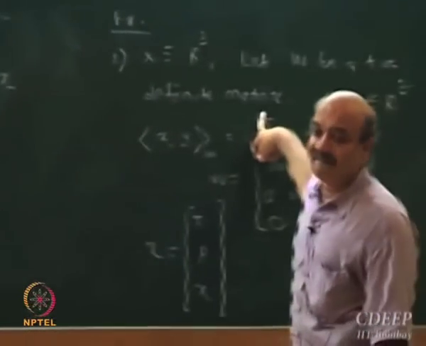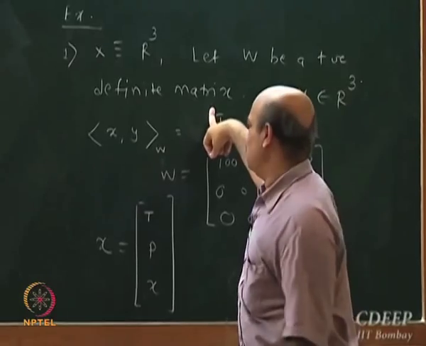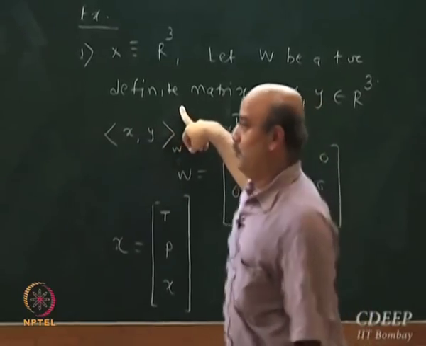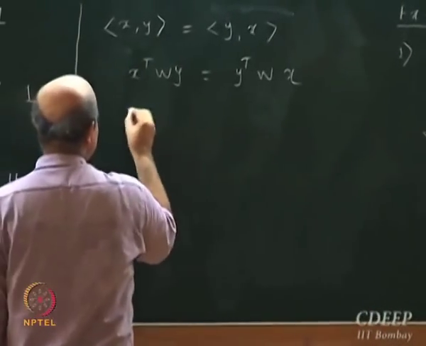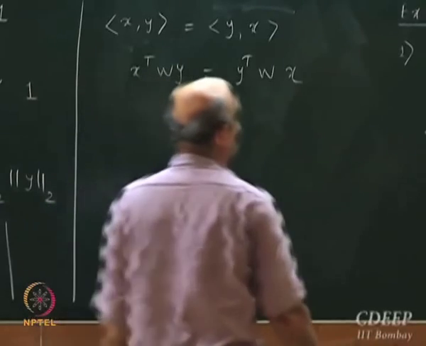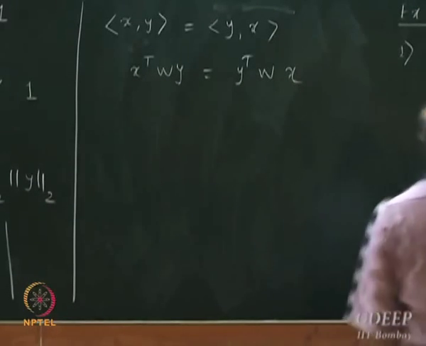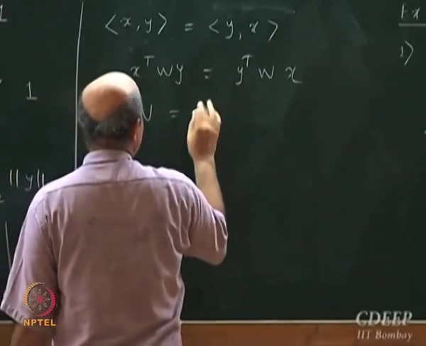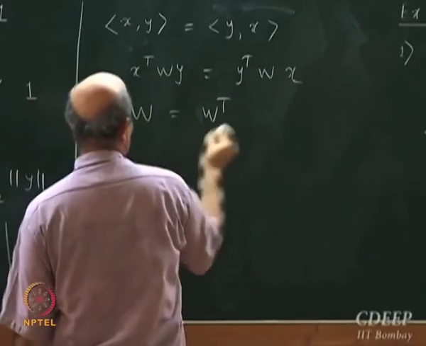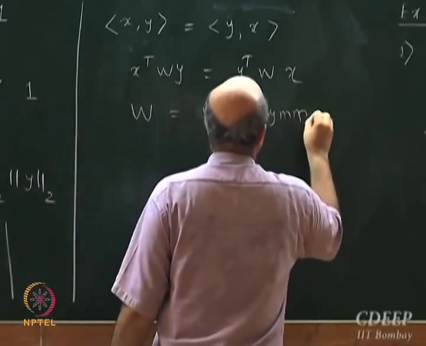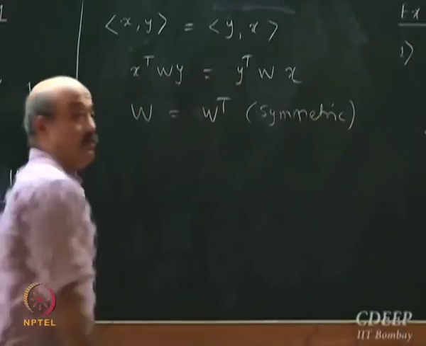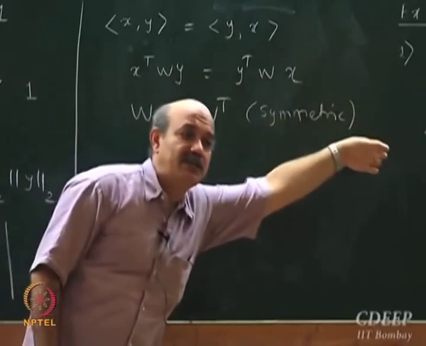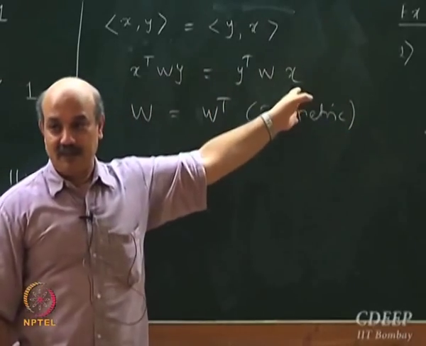I need one more property. I have missed out something here. Oh no, I just said it's a positive definite matrix. I need something more. Yes, I need this matrix W to be positive definite, and also this W has to be symmetric, W is equal to W transpose. This should be symmetric, otherwise this doesn't hold. So this matrix being positive definite is not sufficient. It should be a symmetric positive definite matrix.